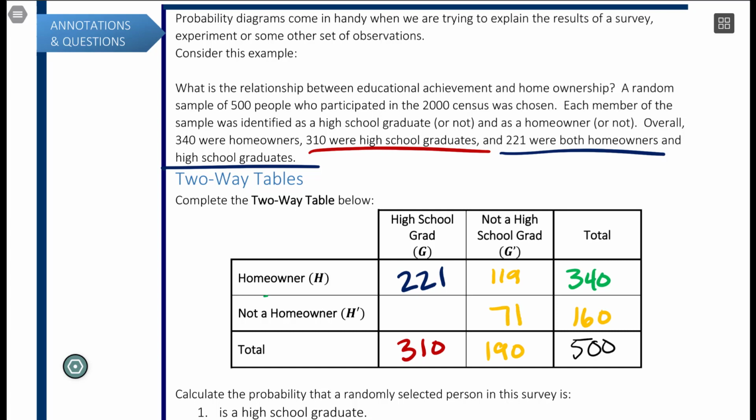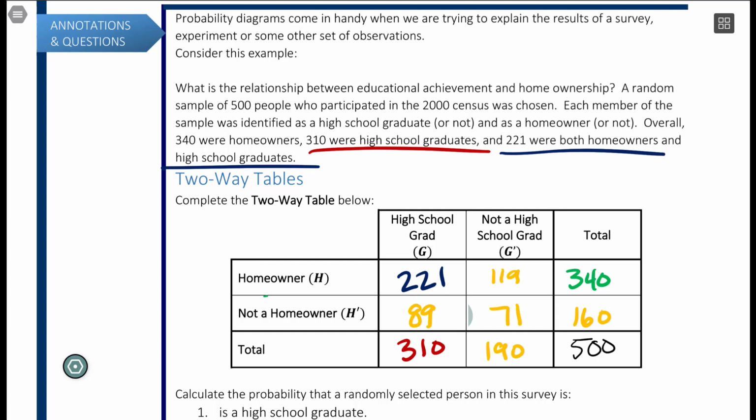Okay, and then same token here, we can say 310 minus 221 is going to work with this column right here, and that's going to tell us how many graduated from high school but do not own a home. 310 minus 221 is going to give us 89. And there you have it.